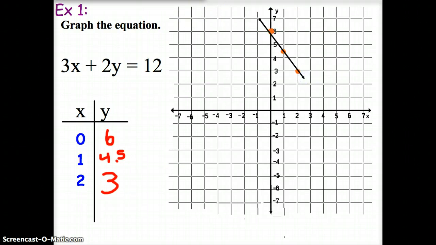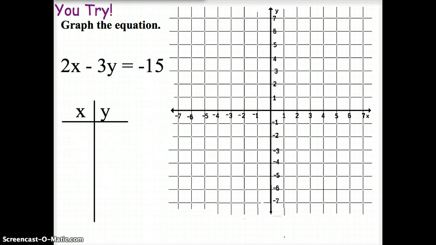Again, you will want to make sure that your graph has arrowheads because your line continues forever and ever. So you want to show that by putting arrowheads at the end. And hopefully your line will be a little bit more centered than mine.